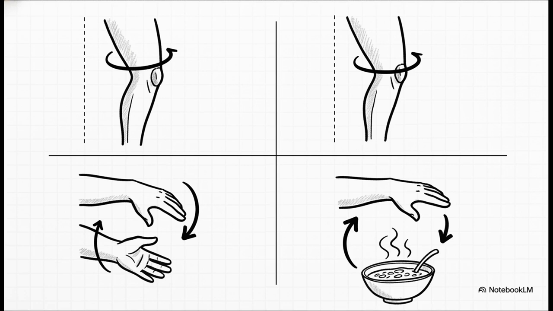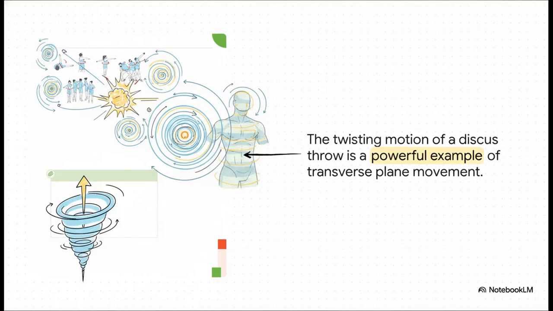Now here's the easiest trick to remember this one. For supination, your palm is facing up, like you're holding a bowl of soup. This is a fantastic example of the transverse plane in action. Just look at that explosive power. The entire throw is a chain reaction of rotation, taking force from the ground, channeling it up through the core, and then unleashing it through the arm. That is pure transverse plane power.